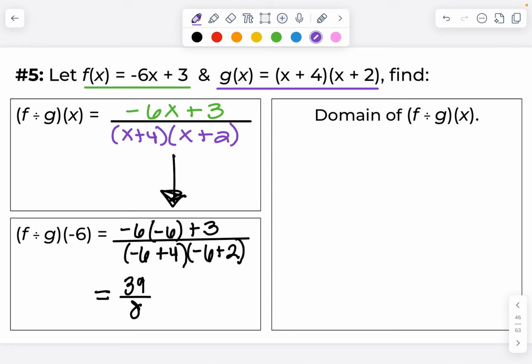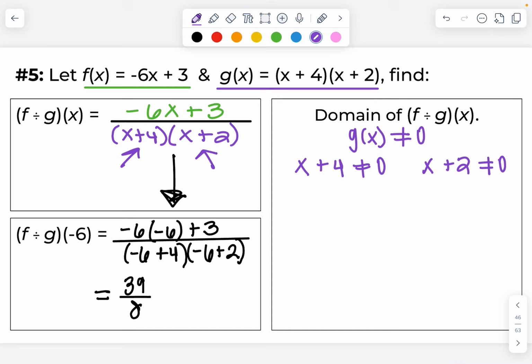Okay, so for our domain, again, that bottom function, which is g of x, cannot equal 0. Here we have two things in the bottom. And remember, when you have two things and they can't be 0, that means either this can't be 0 or that can't be 0. So we have two things to consider, because if this is 0, 0 times anything is going to give me a 0 in the denominator, and vice versa. So I have to take both and set them not equal to 0, and then simplify.